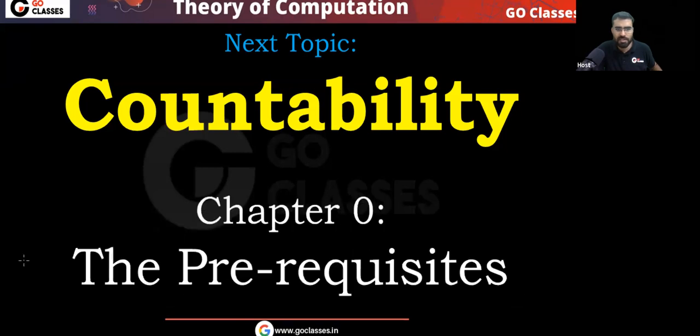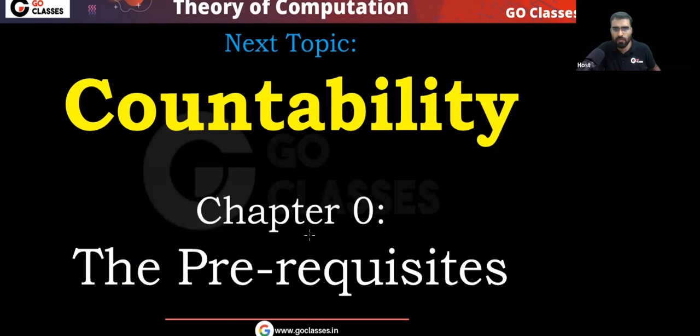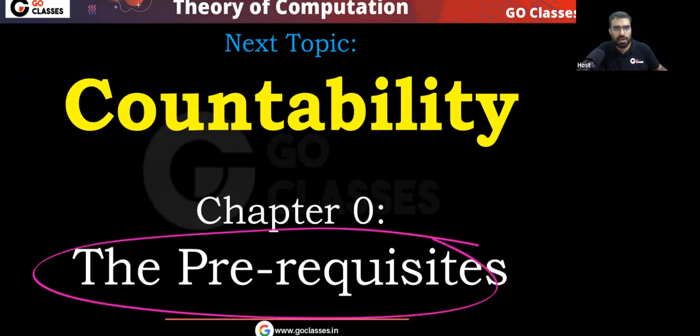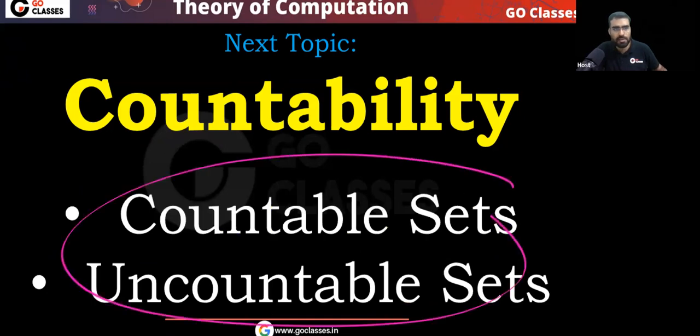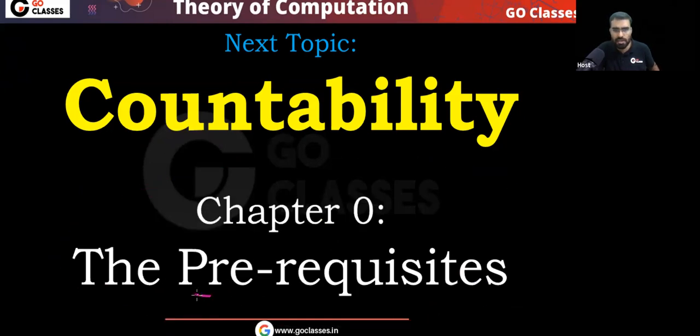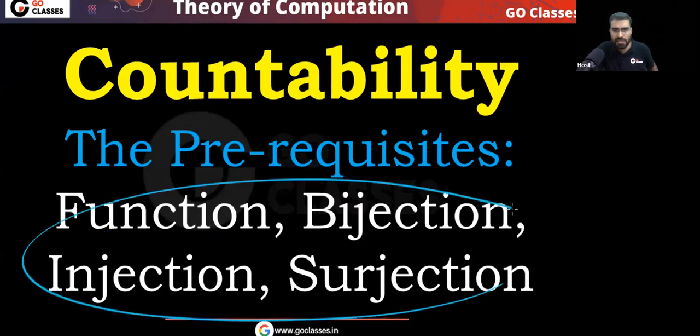Before we start this chapter, let me discuss the prerequisites. What are the prerequisites before learning countability, what is a countable and what is an uncountable set? The prerequisites are function, bijection, injection, surjection. All these concepts we have seen in our discrete mathematics course, right? We have seen what is a function, what is bijection, injection, surjection, and what are the relationships between them.